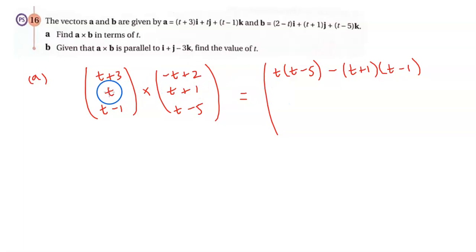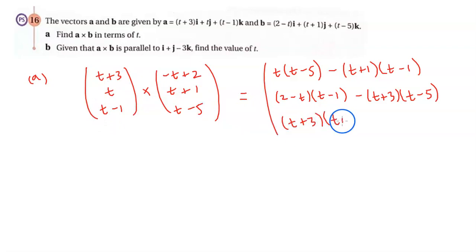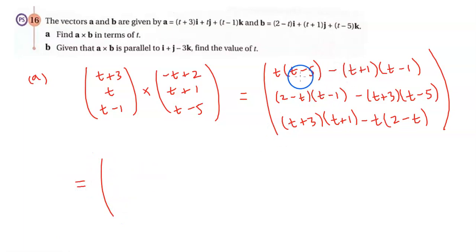Okay, so for the second one, it's going to be (2 minus t) times (t minus 1), and then minus (t plus 3) times (t minus 5). And then lastly, it's going to be (t plus 3) times (t plus 1), and then minus t times (2 minus t). All that's left to do now is just to simplify everything.